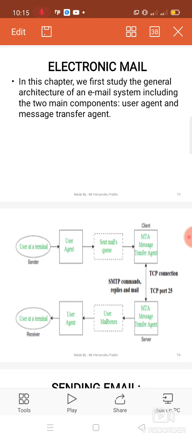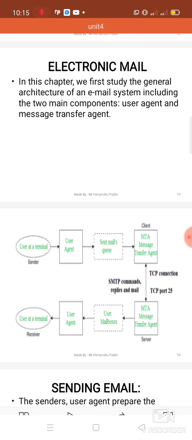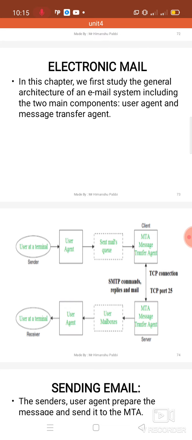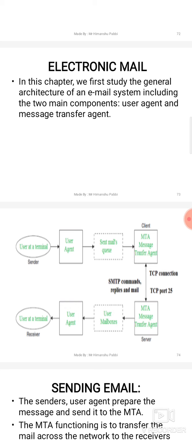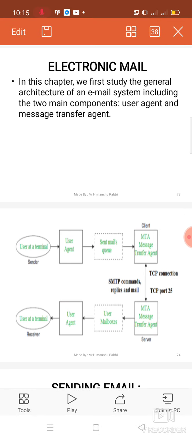The user agent will always prepare the message. Once the message is prepared, it will be sent to the MTA client. It is the responsibility of the MTA to send the mail to the server's MTA, which is present on a different network. Once the server's MTA gets the mail, it will forward it to the user agent of the server.